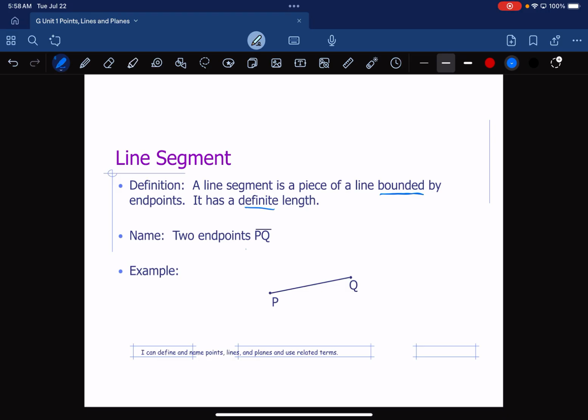And the way we name a segment like this is using the endpoints. So PQ are the endpoints, and then we put this small picture of a segment, a little tiny segment above those two letters to indicate that that's what shape it is. It's a segment.